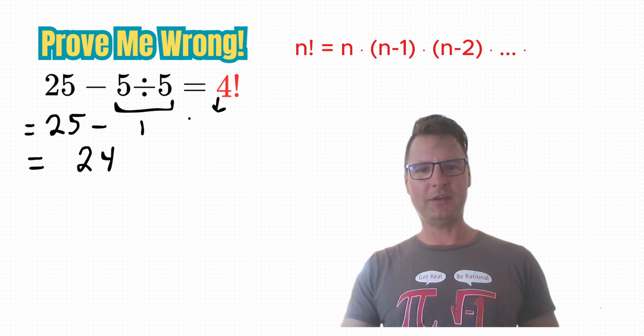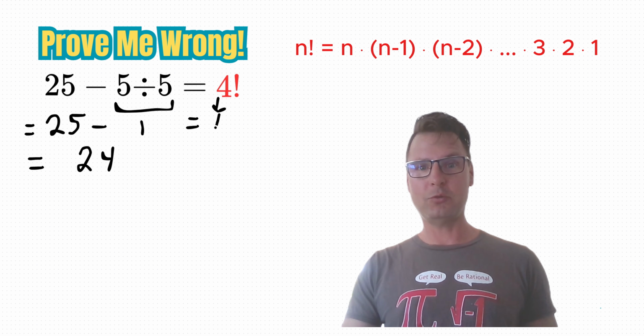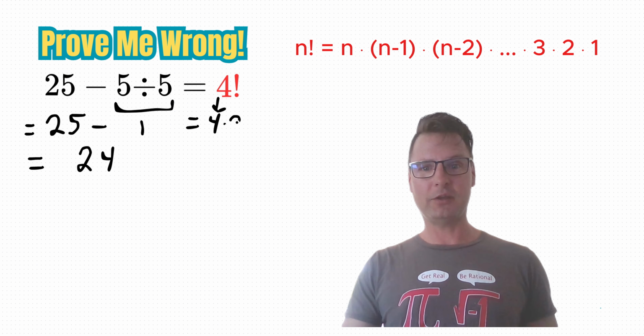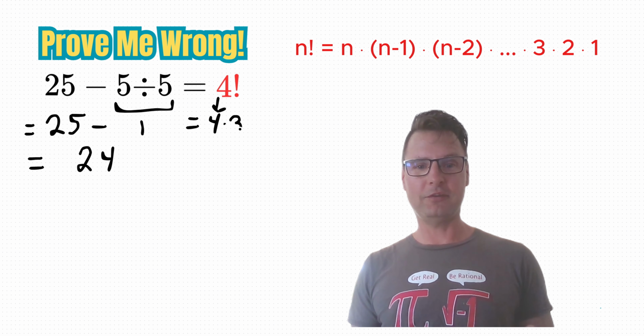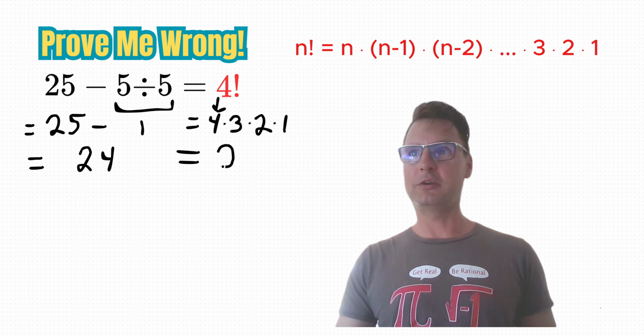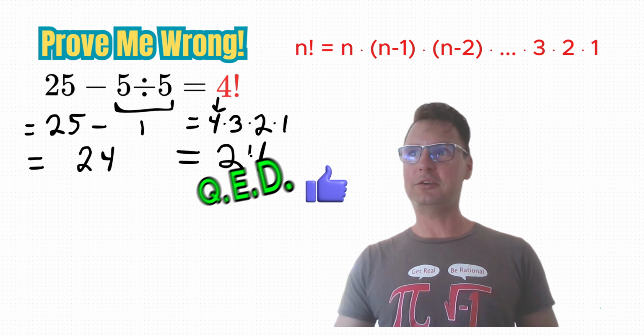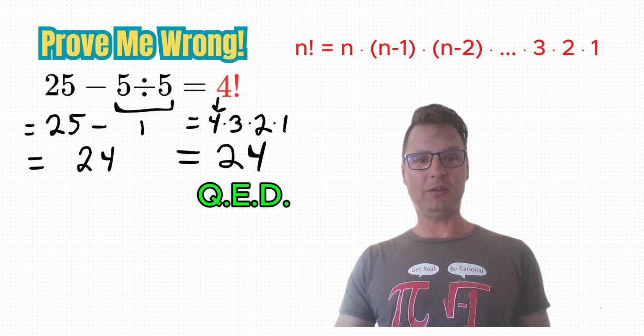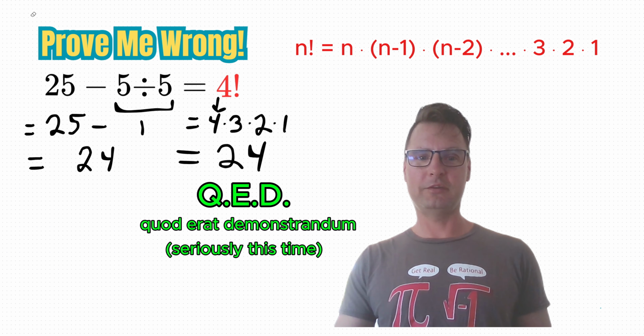In mathematics, that exclamation point means something totally different. Factorial. So 4 with an exclamation sign doesn't mean I'm shouting 4. In math, it means 4 factorial equals 4 times 3 times 2 times 1 equals 24. And that matches our correct order of operations. And usually at the end of the proof, you'd write QED, quod erat demonstratum in Latin. And in this case, we really have demonstrated it correctly.